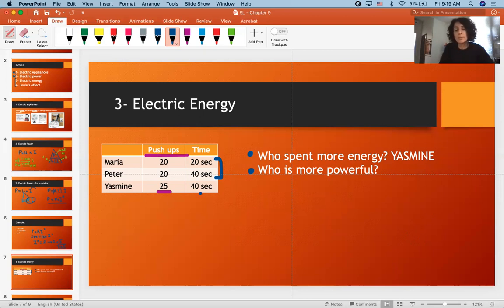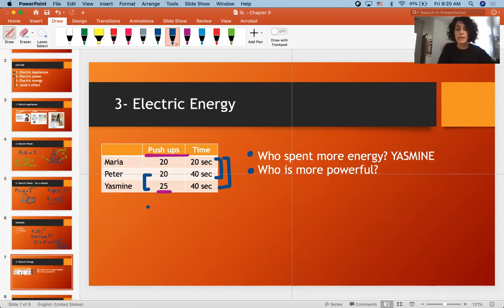Now, if you want to compare Peter and Yasmin, probably Yasmin is more powerful because she did more during the same time. If we need to compare Maria and Yasmin, it's a little bit difficult, but I can say probably Maria is more powerful because 20 push-ups in 20 seconds, and this is only 25 push-ups in 40 seconds. If they had the same power, probably Yasmin should do 40 in double the amount of time.